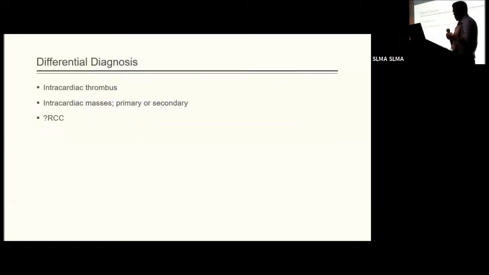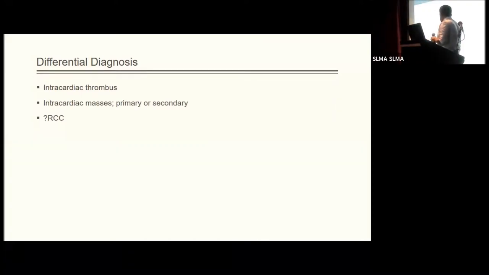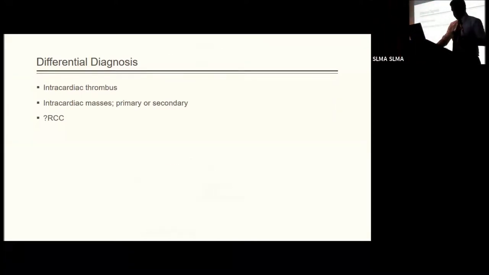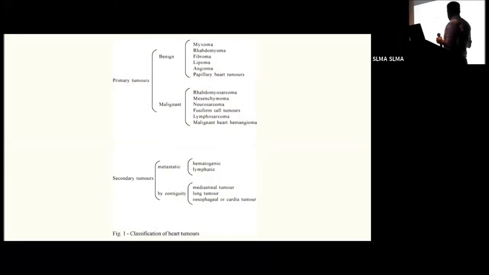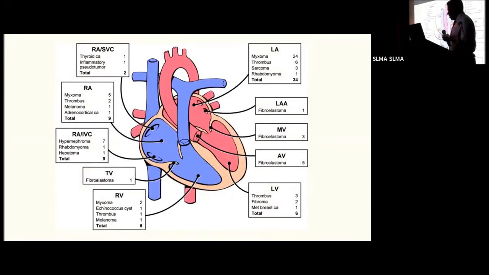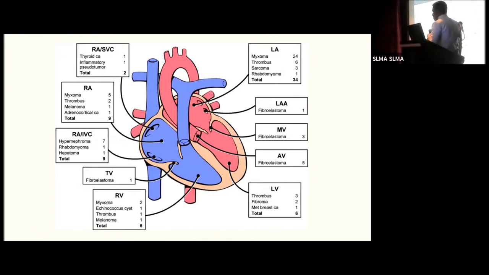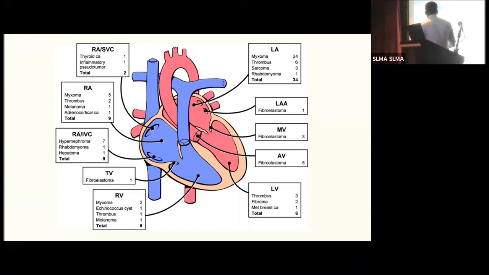The differentials are basically intracardiac thrombus, intracardiac masses, other masses like primary or secondary tumors. And of course, you'll have to exclude renal cell carcinoma. I'm replaying the slide again. So when you have a mass inside, just think about all these things. If you want to be really particular about the academic side, try to keep these things in mind. Basically, if it is a tumor, think about primary or secondary. Exclude secondary. If it is primary, then think about atrial myxoma, which is most commonly in the LA. If it is in the RA, you have to think about the other possibilities.